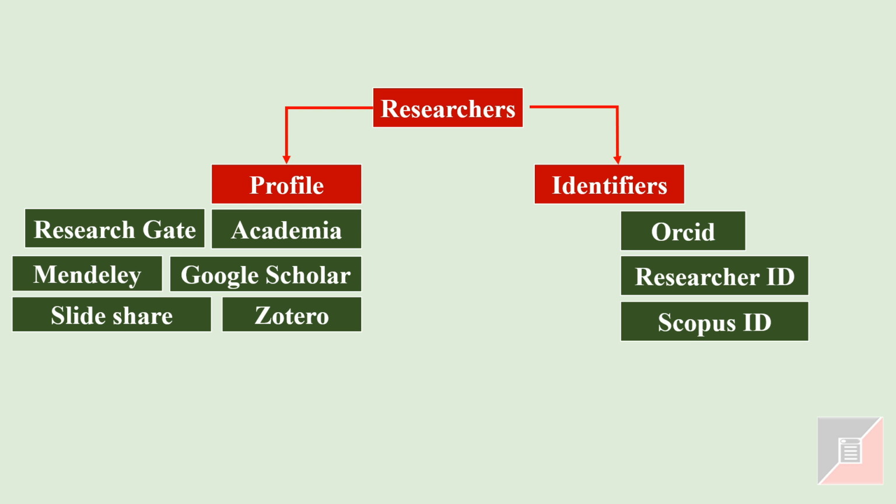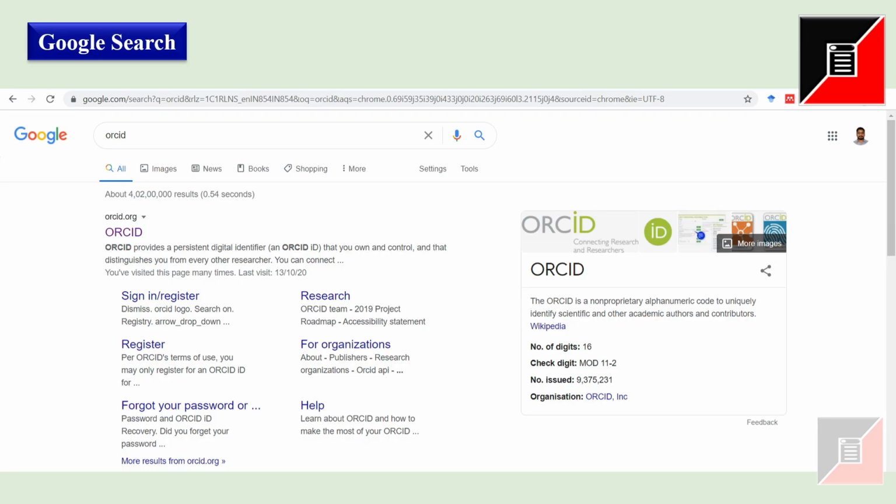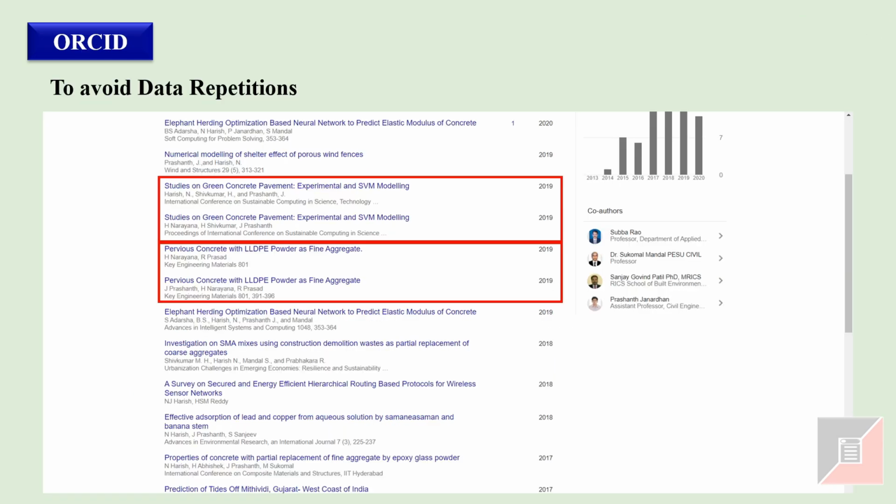One is the ORCID ID, and the researcher ID provided by the Web of Science people, and the Scopus ID provided by the Elsevier people. Okay, so ORCID is a unique ID. So you can search on the internet. ORCID, you can sign in and you can register.